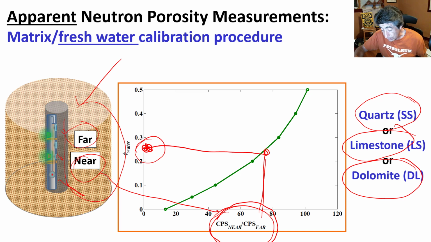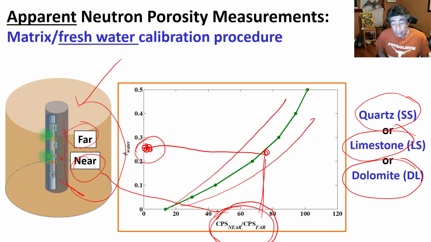Now, the logging tool asks you, what do you want me to give you, the apparent neutron porosity units in limestone, dolomite, or quartz? Okay, well, choose one and we'll give it to you. But that's not a problem because you can always go back from one to the other. So you have different calibration charts for each one of those. And those calibration charts are also a function of the tool itself.